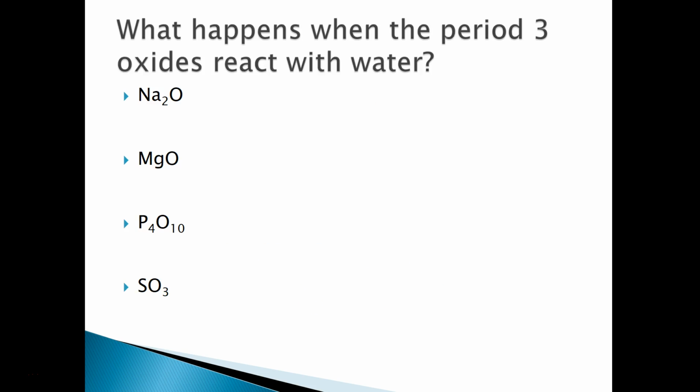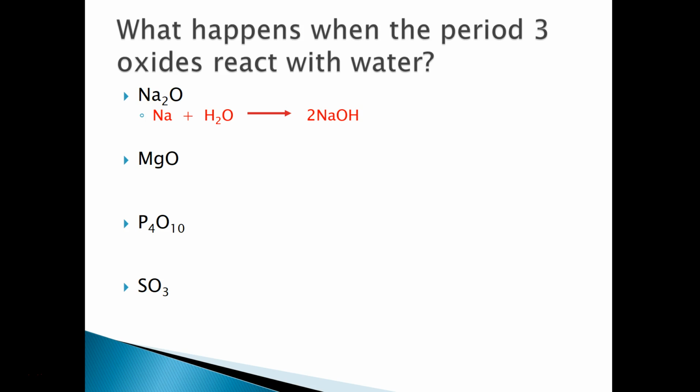Okay, final trend, period 3 oxide compounds. What happens when the period 3 oxides react with water? So for this, you have to be able to write reactions for these oxide compounds reacting with water. And you have to know what the trend would be concerning their acidity or basicity. So let's look at them one at a time.